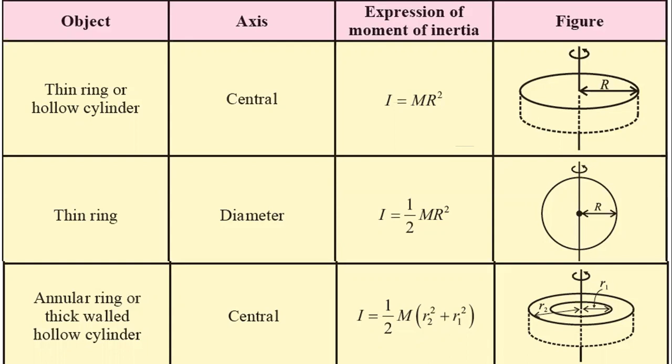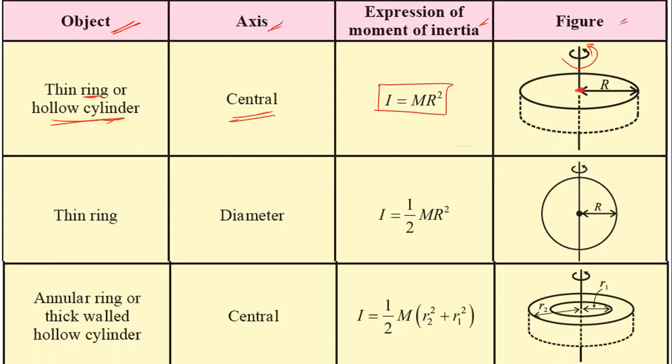Now see the table. In that table, there is the object, the axis, the expression for moment of inertia, and the diagram for that is given. Now, thin ring, a ring or hollow cylinder, and the axis is like this. If this ring is rotating about this axis, meaning the axis passing through the center of the ring and perpendicular to the plane of the ring, then for this central axis, the moment of inertia is given by the formula mr square.